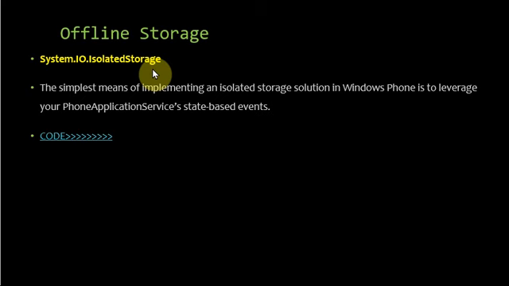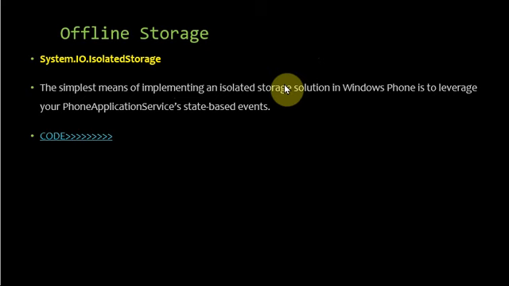This isolated storage is an application-specific storage on the device file system. So here we are speaking about offline storage. What did we say? Whenever we want to store any data in the device, that is nothing but offline storage. For Windows Phone 7, we have a namespace called System.IO.IsolatedStorage, whose purpose is to handle persisting data between the application runs. This storage is application specific on the device's file system.